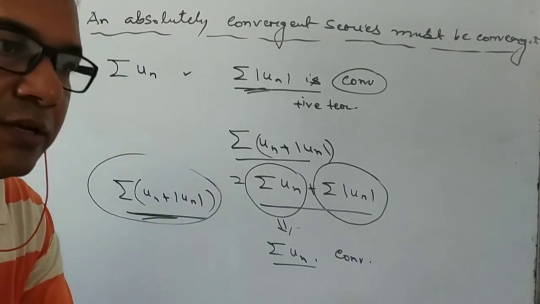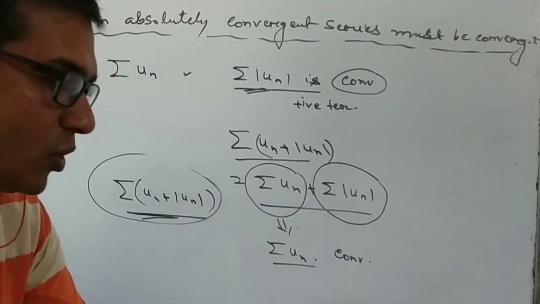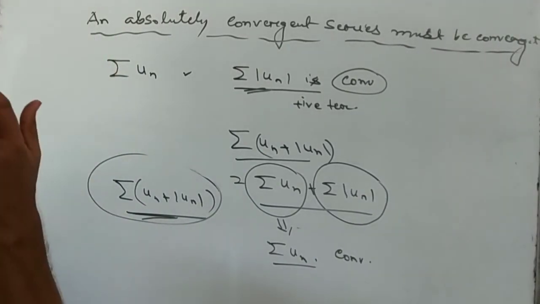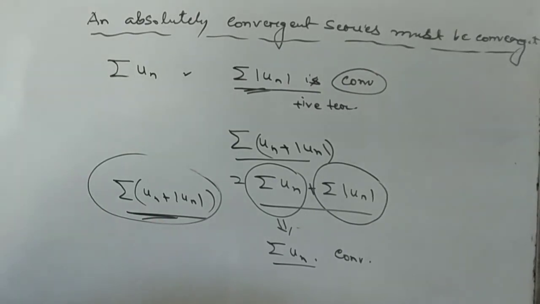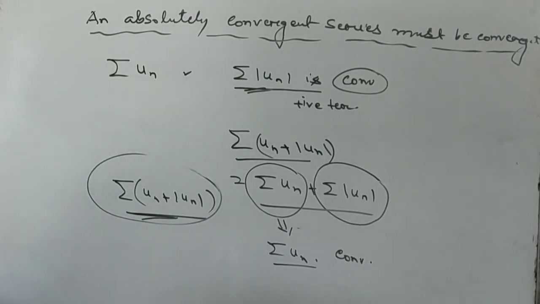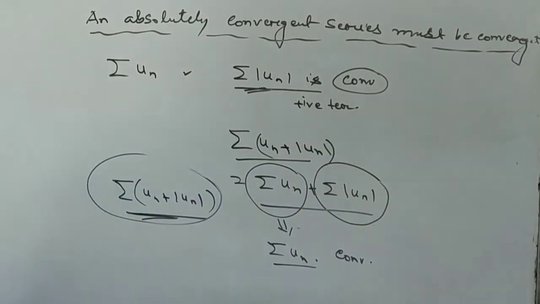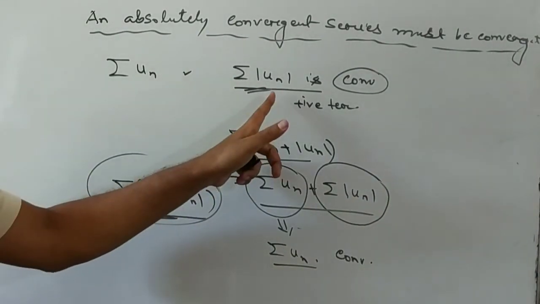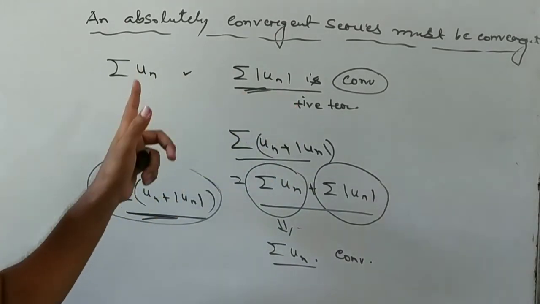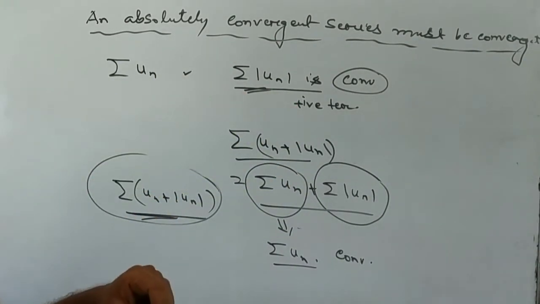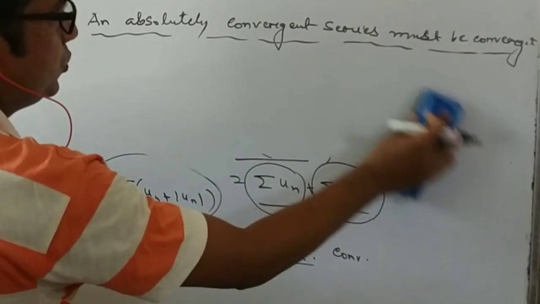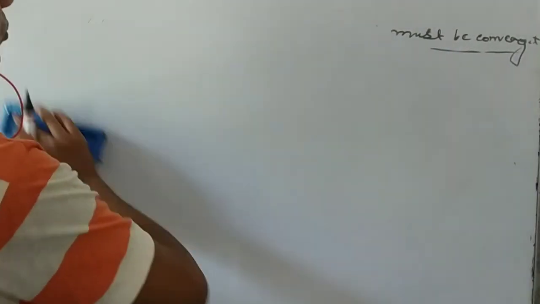But the converse of this theorem may not be true, because by the definition of a conditionally convergent series, it is not absolutely convergent but it is convergent. But if this series is absolutely convergent, then the series is obviously convergent. Okay, now we go to two or three most important examples.